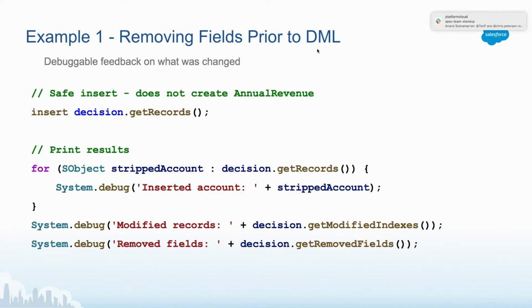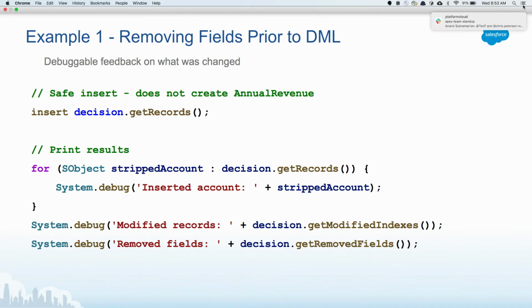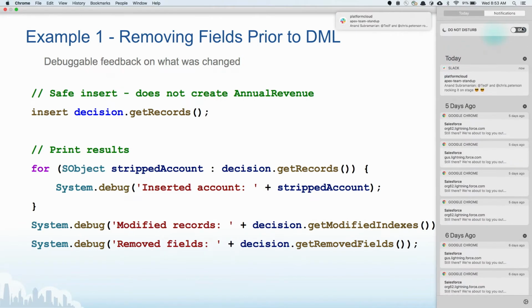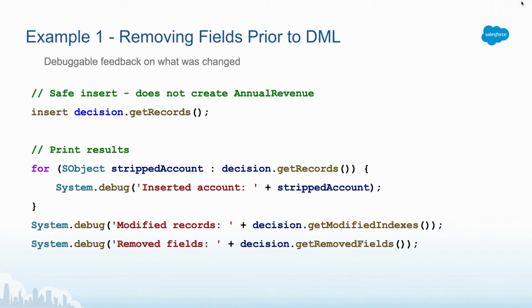Now to see what we got back, well, first we can go ahead and use the method with confidence to call getRecords, which gives us back this set of SObjects that does not have the fields that we want to remove, and we can go ahead and do a safe insert into the database with confidence, knowing that no fields, in this case annual revenue, will actually be inserted with this DML call.